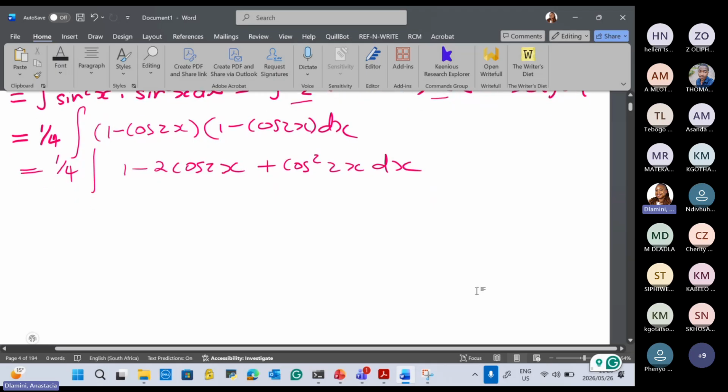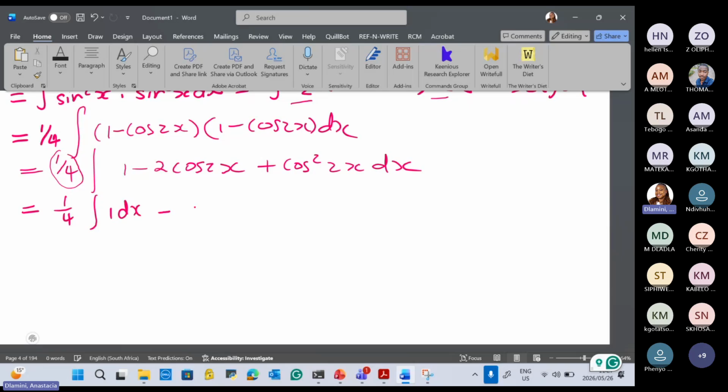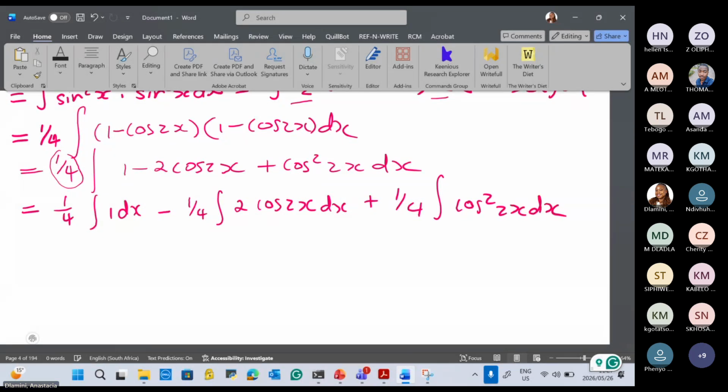Now, let's separate the terms, right? Take the integral of the individual terms. Now, you should be very careful when you're separating the integral, the terms, and giving it its own integral. Remember, there's a 1/4 here. So meaning that when you start, it always should be 1/4 integral of 1 dx minus 1/4 integral of 2 cos 2x dx plus 1/4 integral cos squared 2x dx. Are we all together? Yes.